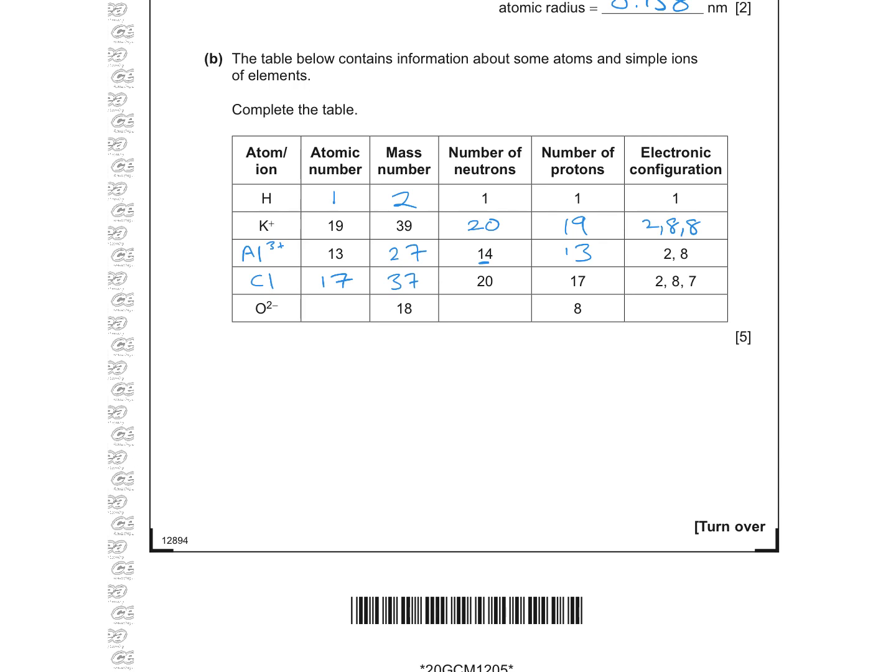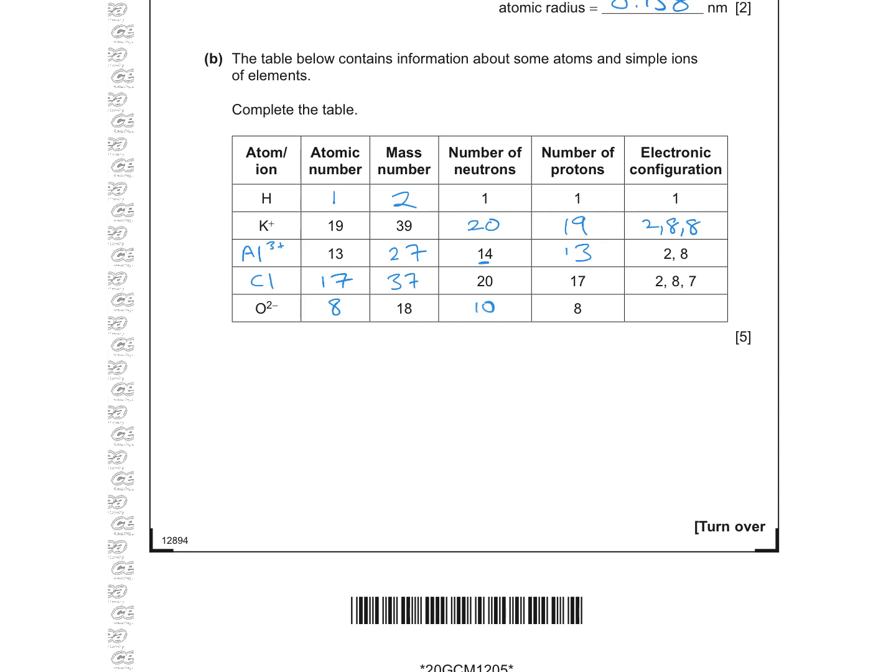Final one, oxygen has an atomic number of 8, and that is obviously the same as the number of protons. The neutrons then is worked out by subtracting the atomic number from the mass number. This is going to be 10. This is an isotope because in the periodic table the mass number of oxygen is 16. This is 18, so it's obviously an isotope.